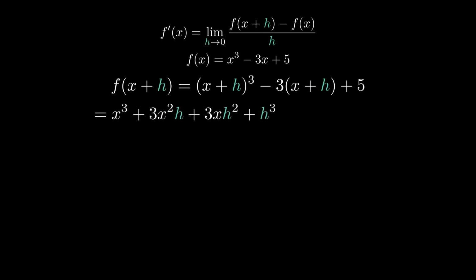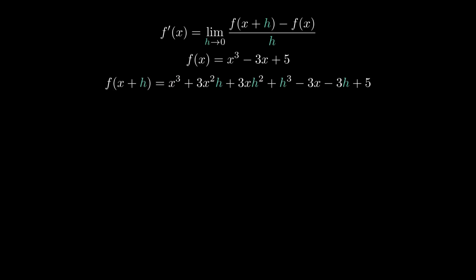And the next thing we can do is distribute this negative 3 to the x plus h. When we do that, that will give us negative 3x minus 3 times h plus 5, because we'll bring down that 5. So we'll be left with x cubed plus 3 times x squared times h plus 3 times x times h squared plus h cubed minus 3x minus 3h plus 5. And that's the final result. Unfortunately, we can't really further simplify this because all these terms are not alike. So we're going to leave this as is.